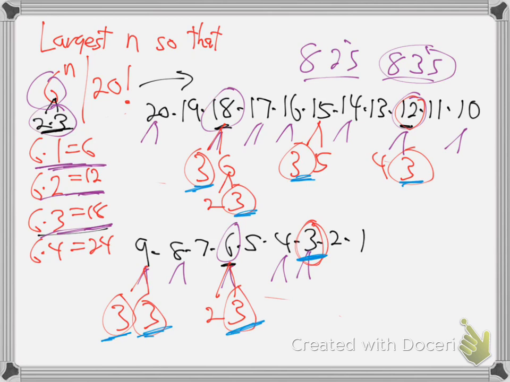8 threes. Plenty of 2s to dance with those 3s. It's going to be 8 2, 3 pairs that get together. So the largest power is 8, isn't it? Does that make sense how we did that? It was good thinking. Very good thinking.